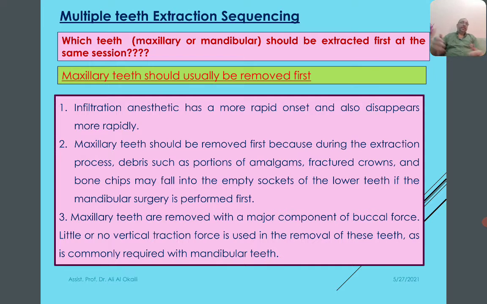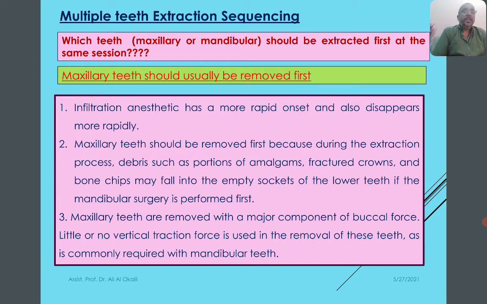من يجي لك patient للعيادة needs multiple teeth extraction، شلون تبدي تتسلسل بموضوع القلع؟ So which teeth, whether maxillary or mandibular, should be extracted first at the same session? In general, the maxillary teeth should usually be removed first. Infiltration anesthesia has more rapid onset, وما دام more rapid onset إذا rapid disappearance.